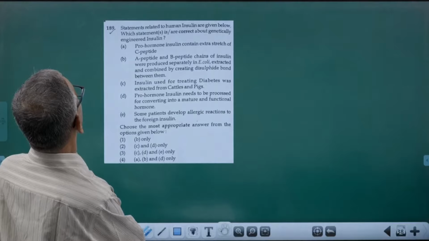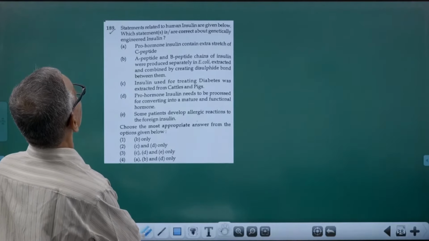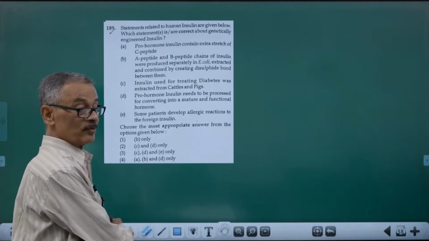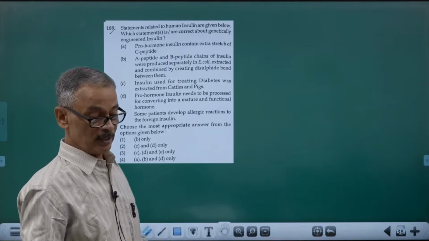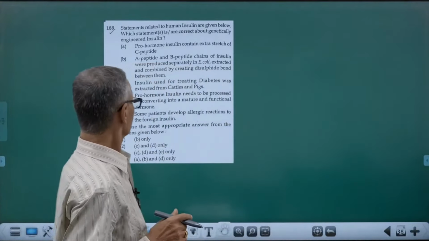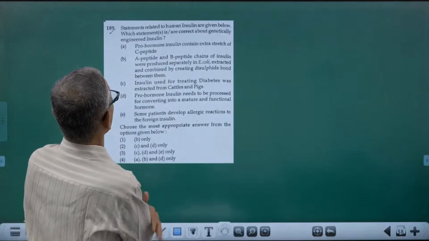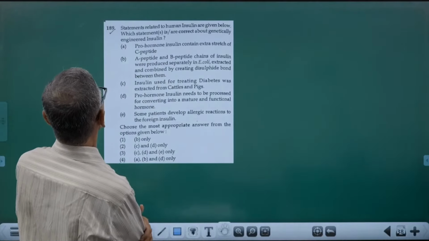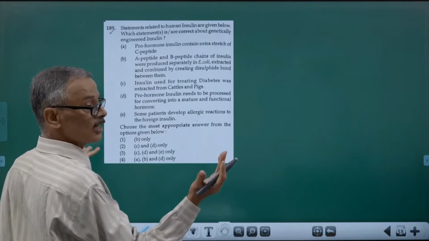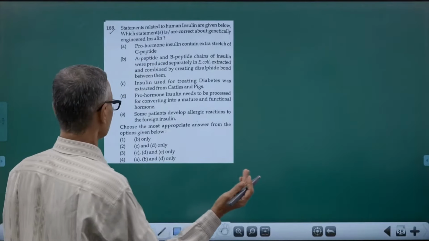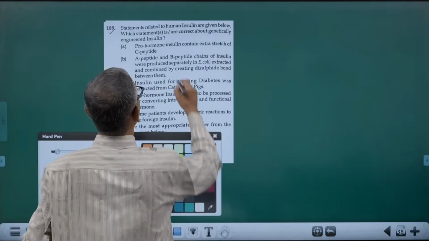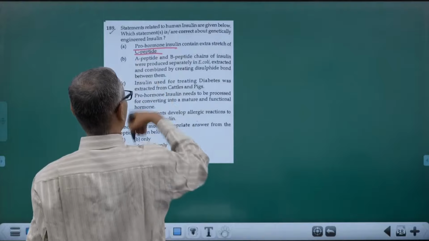Human insulin is given below. Which statements are correct about genetically engineered insulin? See, this is a question that may be a bit confusing for you. Why? Correct about genetically engineered. Pro-hormone insulin contains... See, our genetically engineered insulin does not contain any such C-peptide.